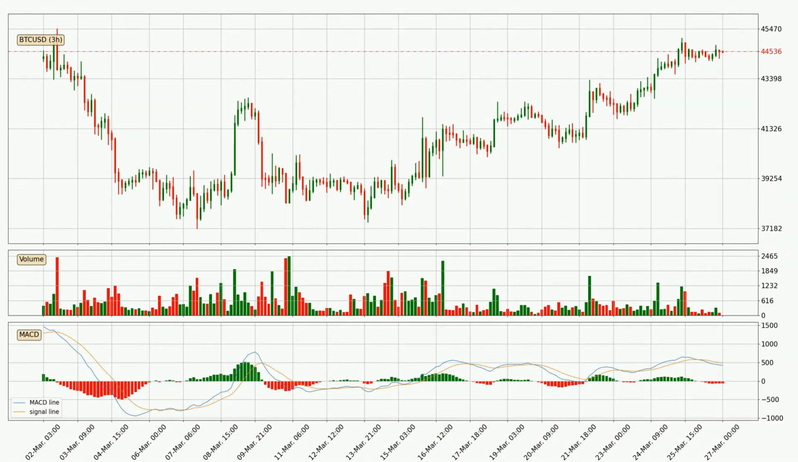Moving to the 3-hourly MACD, the trend is currently going down because the MACD line is below the signal line. The momentum is currently indecisive, according to the MACD histogram. This means you should wait and see if the MACD line will cross the signal line, which will be bullish, due to the expected shifting momentum.